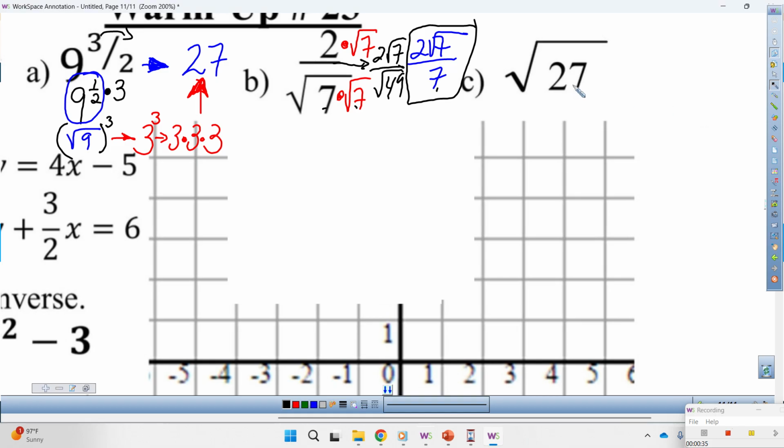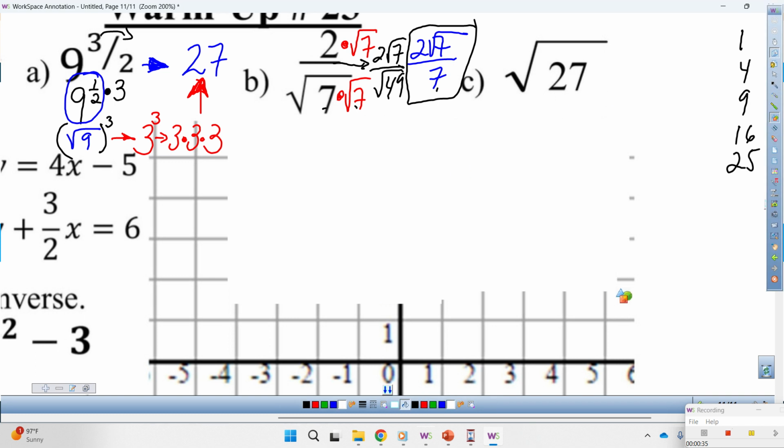Let's go to number 1C. Just a reminder, perfect squared numbers are 1 times 1 is 1, 2 times 2 is 4, 3 times 3 is 9, 4 times 4 is 16, 5 times 5 is 25. We're thinking about 2 factors that give us 27. One of them has to be a perfect square number. Tell your neighbor what those numbers are first. Then Jaime's going to pass them one. Go ahead, Jaime.